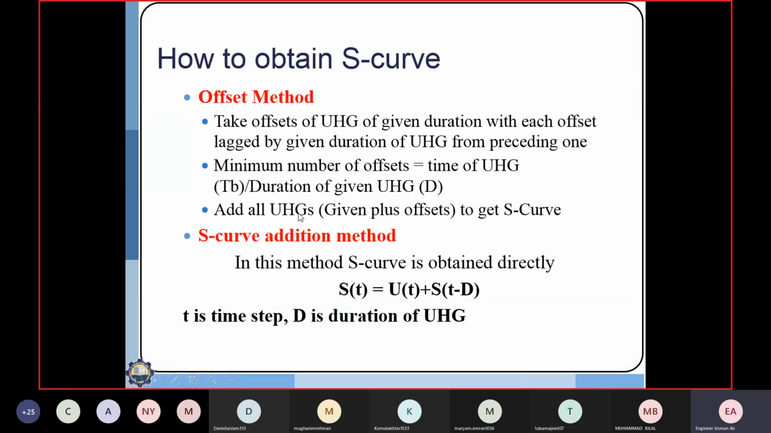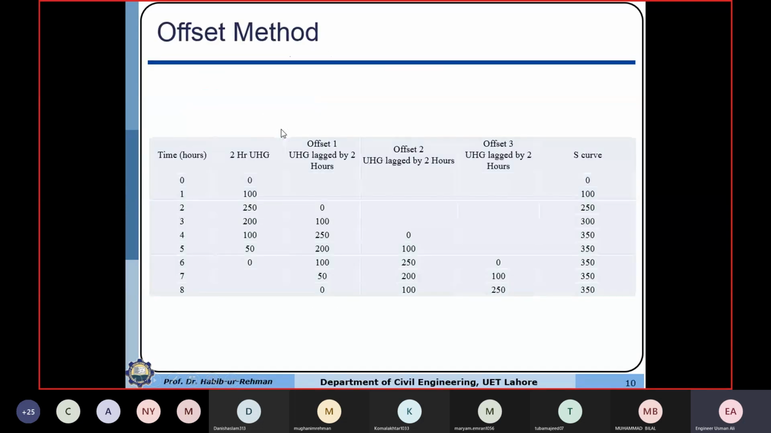Add all unit hydrographs, meaning the given one plus the offsets, to get the S curve. So we add the ordinates of all the unit hydrographs, the given one plus the offsets, to get the ordinates of the S curve. This is how, by using the offset method, we can derive the S curve. So let me explain it over here.